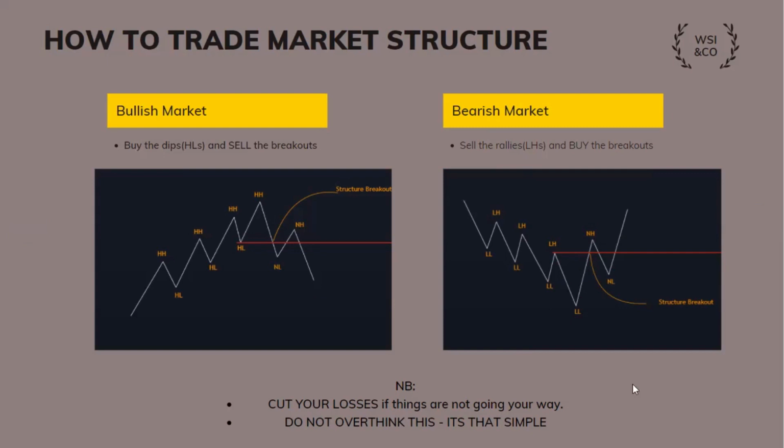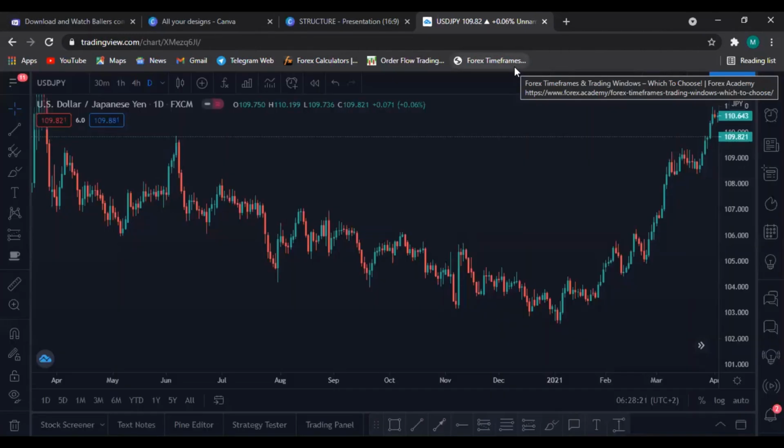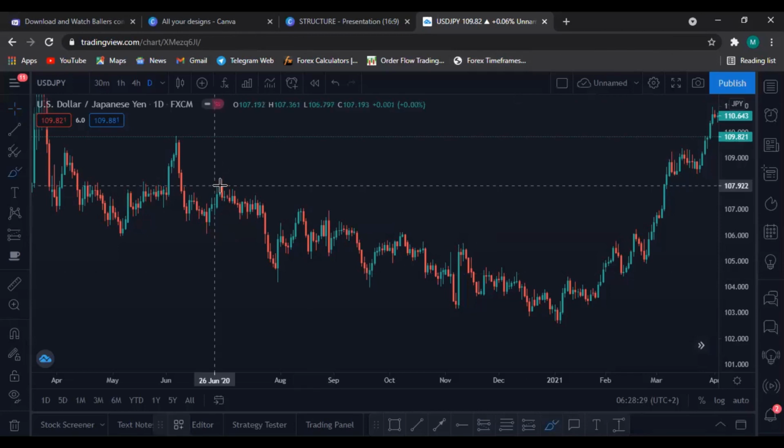It is that simple. Now, I'd say let us look at the chart a little bit because it's very important that whatever we have in theory does apply to the actual chart. If we look at this, we're probably going to start here.